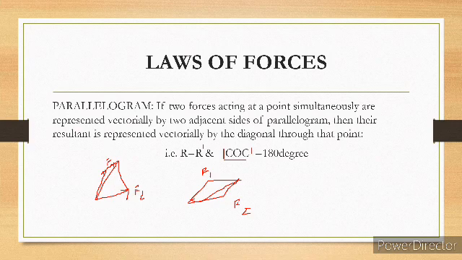Taking the net force, the vector, by joining the head and tail of F1 and F2, the resultant force will coincide with both. By repeating these procedures, we take the resultant force as F1 plus F2. So this is the law of parallelogram.